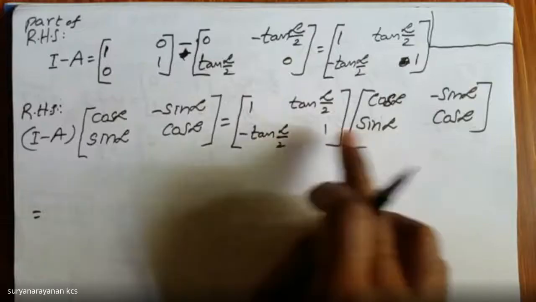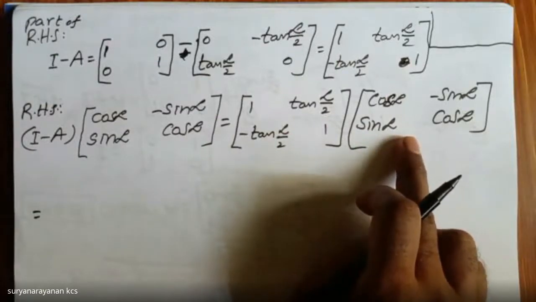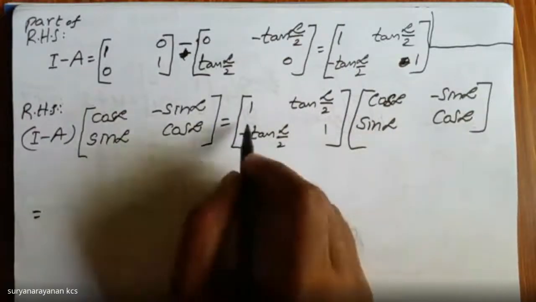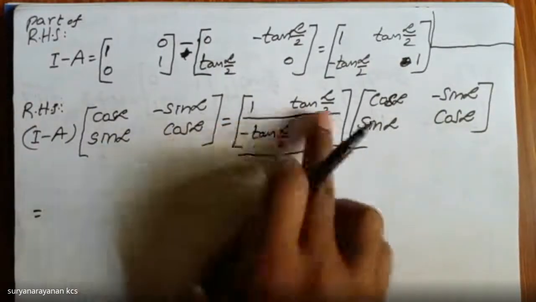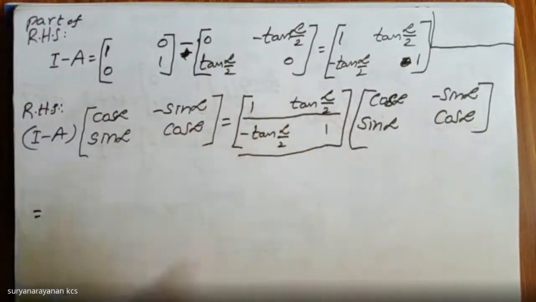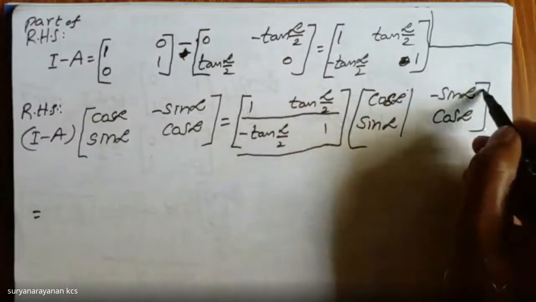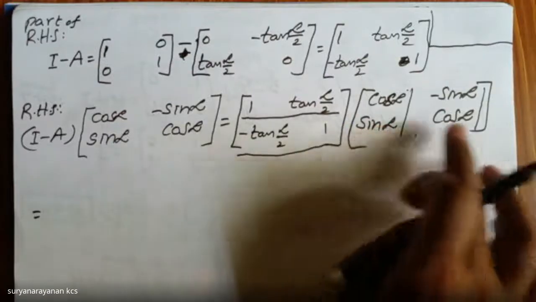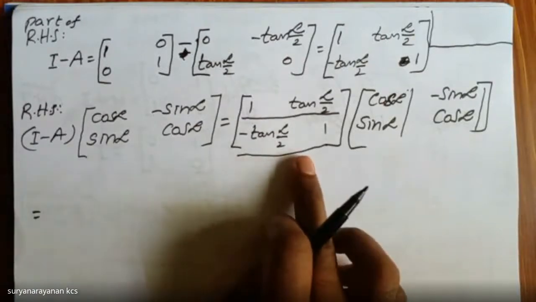Multiplication. Here you have to remember the steps to multiply two matrices. What is the first step? We have to draw horizontal lines in the first matrix, as many rows as there are, that many horizontal lines. Similarly, in the second matrix, draw vertical lines, as many as there are columns.